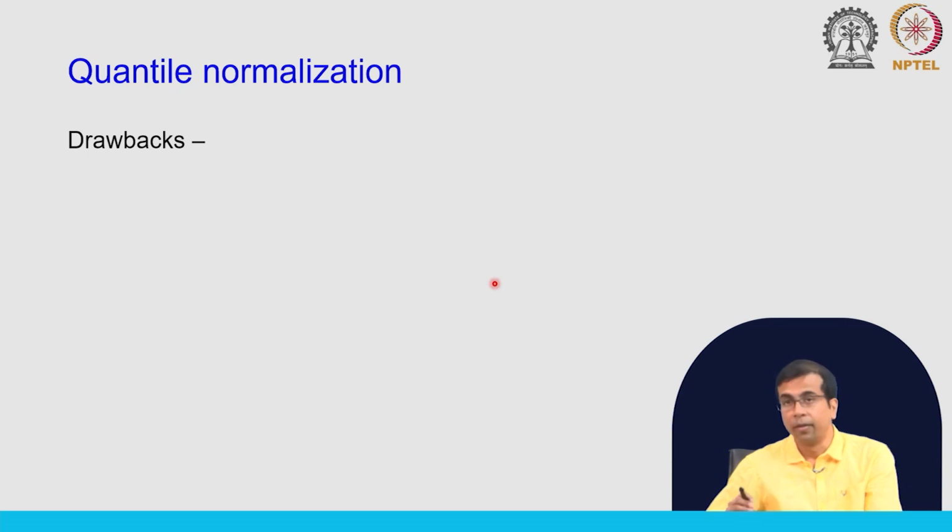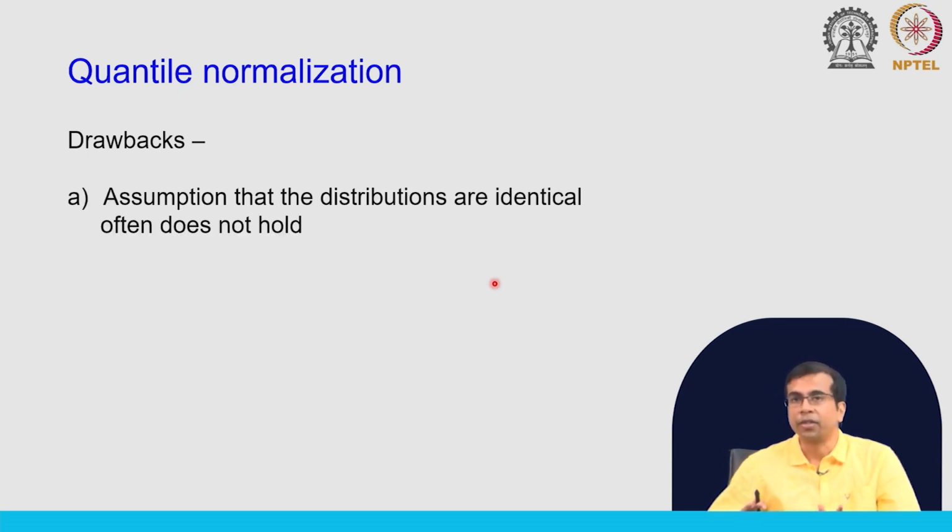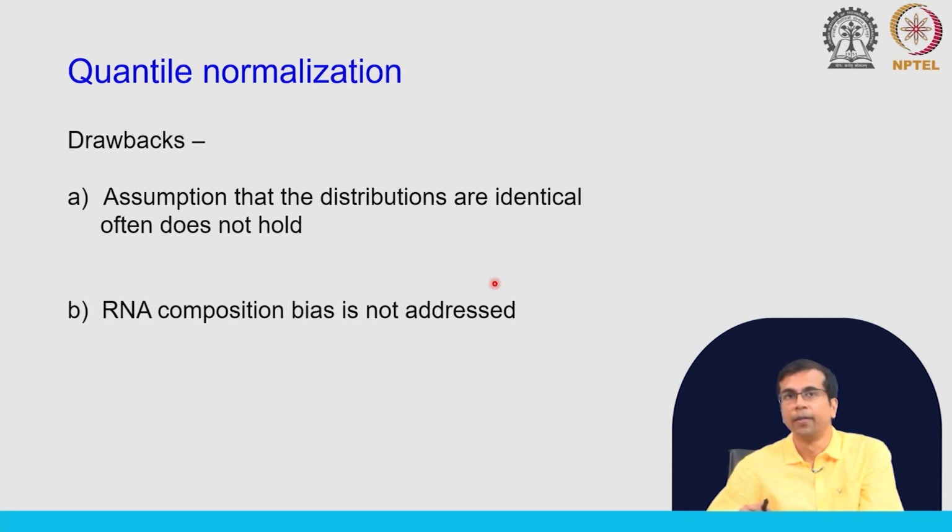Okay. So, we come to the drawbacks. The assumption that the distributions are identical often does not hold, because of different scenarios. If you have just 2 genes showing very high expression, you will not have those values in other samples. So, you are artificially trying to contain all those values by making these distributions identical. This is one of the first major assumptions, and this is a drawback.